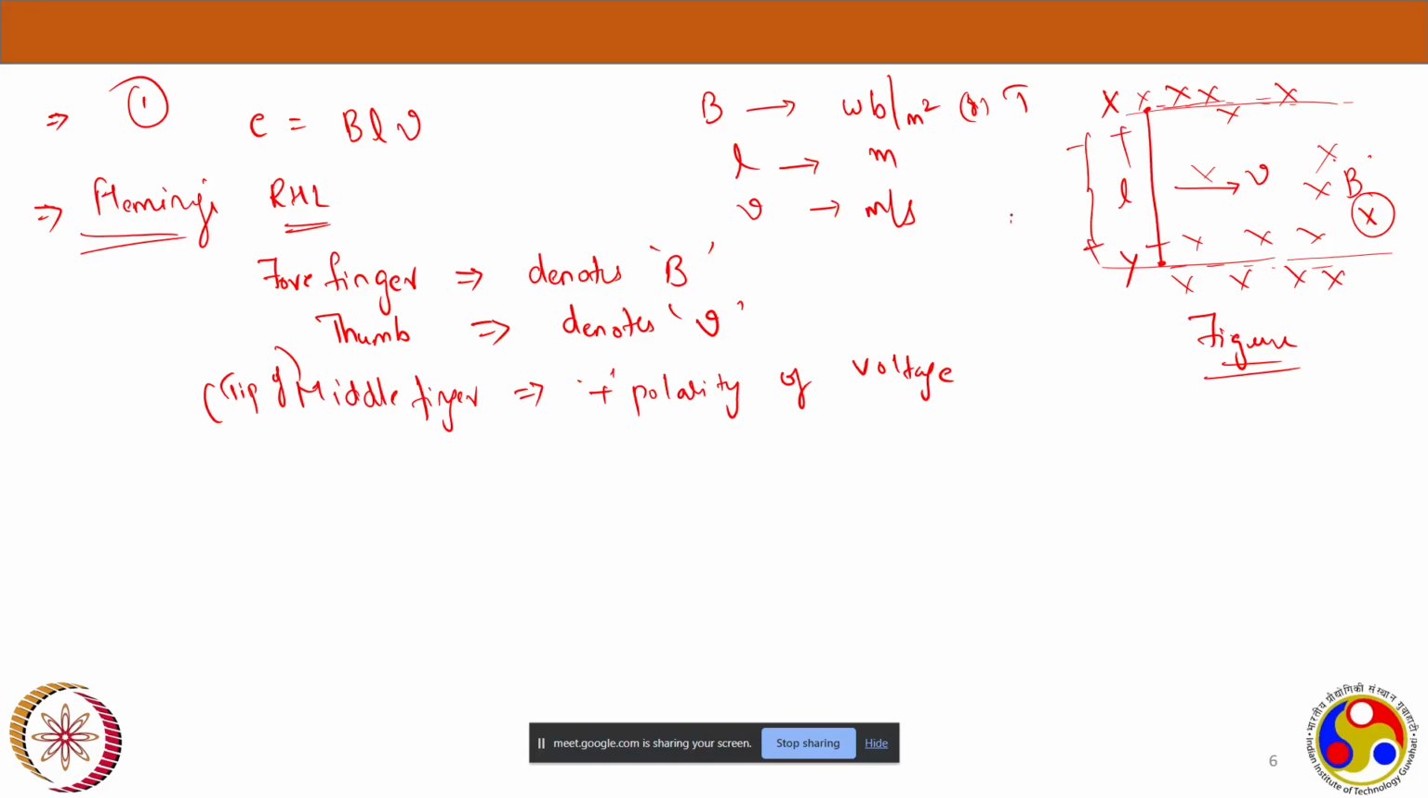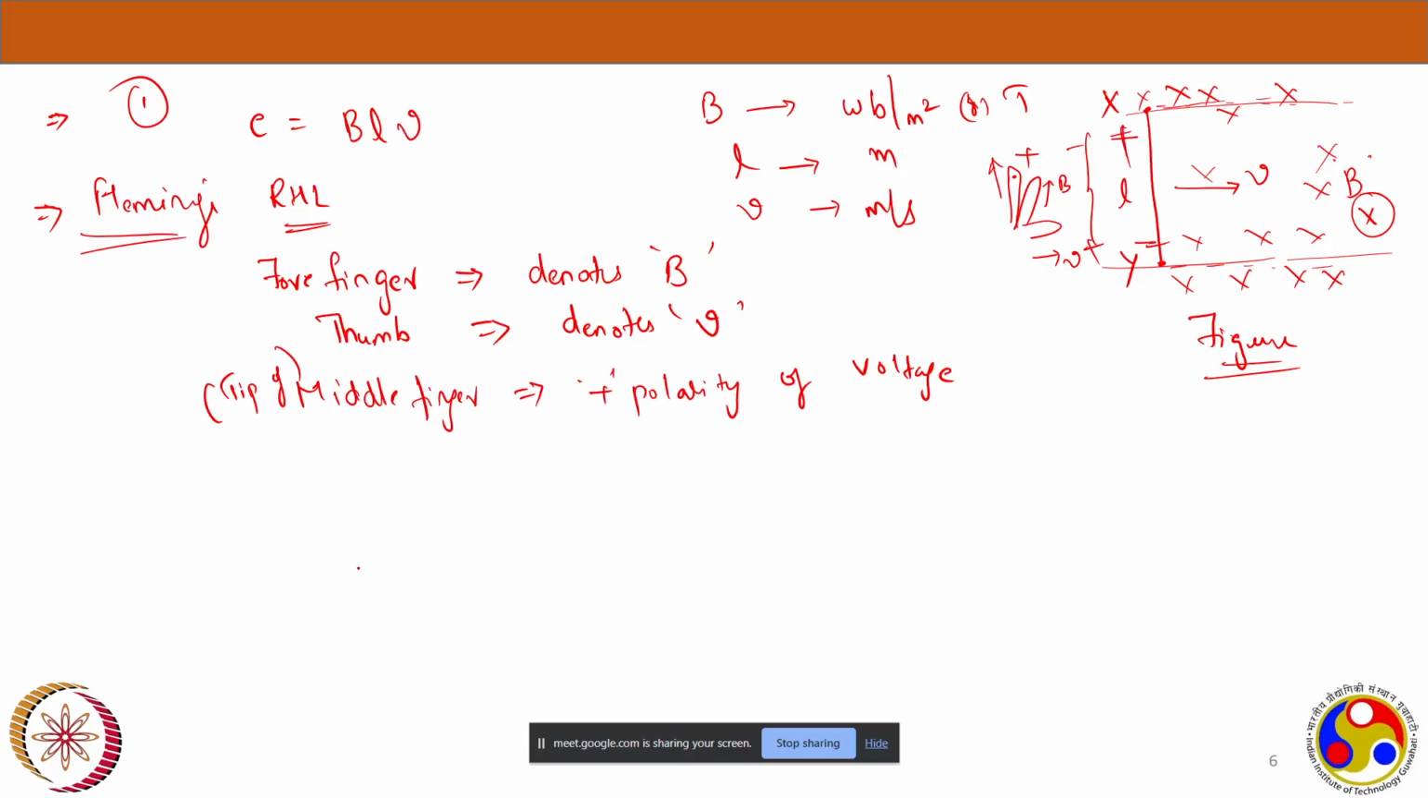Now this is our middle finger, this is our thumb, and this is our forefinger. So this is B, this is V, and this one is the tip of the middle finger. This will give the induced EMF polarity. So this is positive and this is negative.